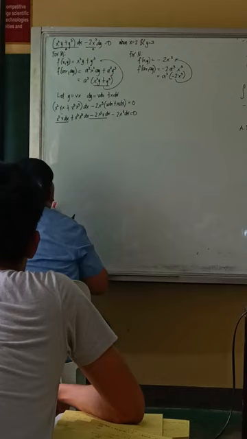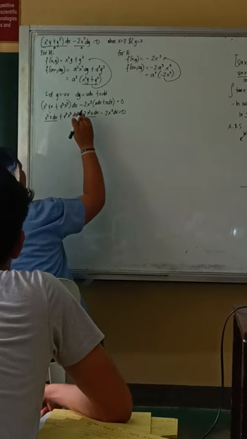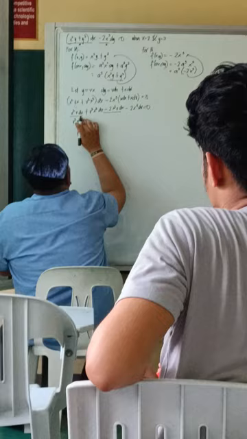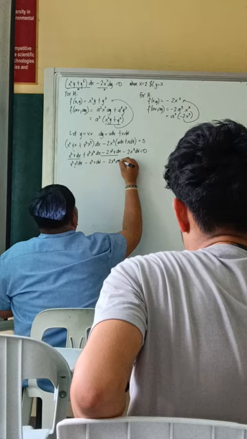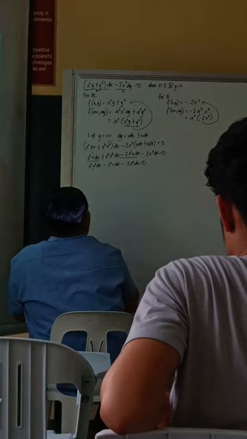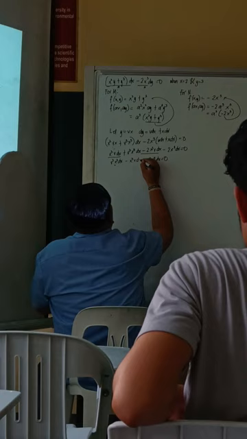So, we can have what? v cubed x cubed dx minus x cubed dx minus x cubed dv minus 2 dx, x to the 4 dv is equal to 0. Factor out x cubed dx.